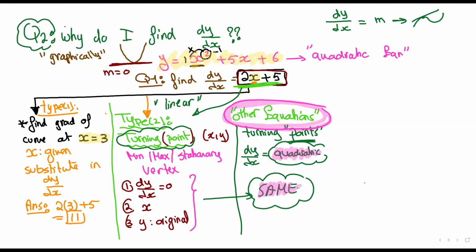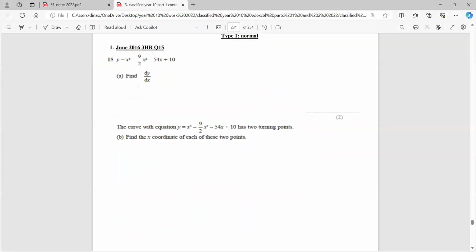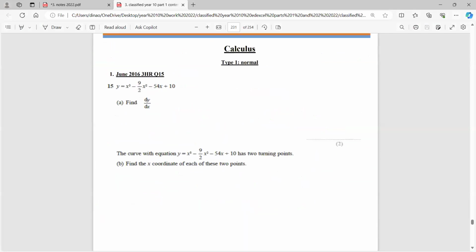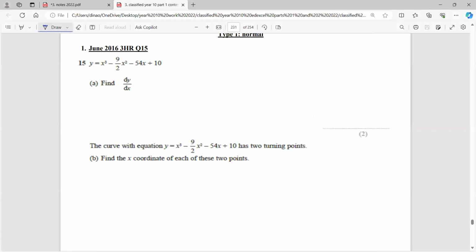And by the way, if the question says turning point or turning points, I don't need to worry. Now let's look at an example related to this part, and actually now I'm going to move on to classified part 1, page number 231. I think I will stop this video here and create another video.